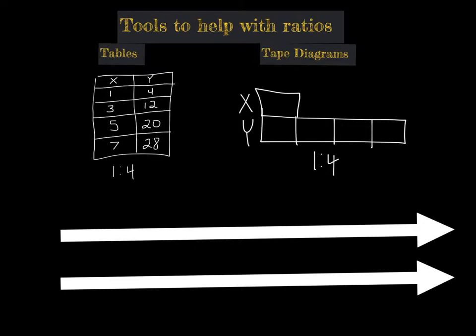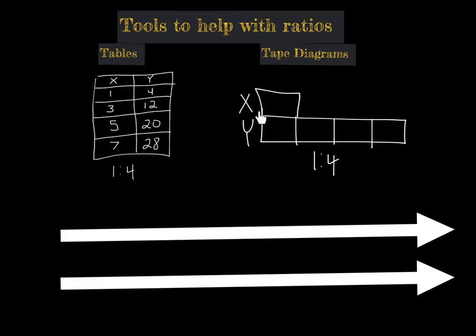So with the table, we see that we have a relationship going down, which is just +2 on the x side, and then +8 on the y side, but across we have our ratio relationship of 1 to 4, which means y will always be 4 times as much as x. So 3 times 4 is going to be 12, and 5 times 4 is going to be 20, etc., etc.